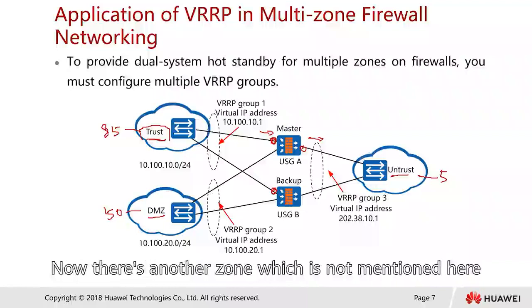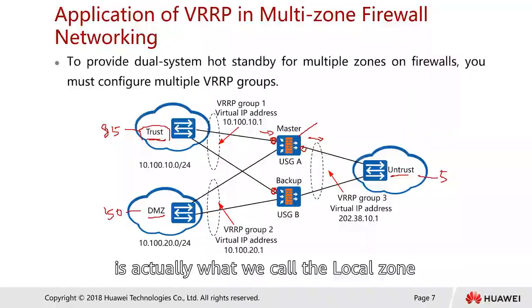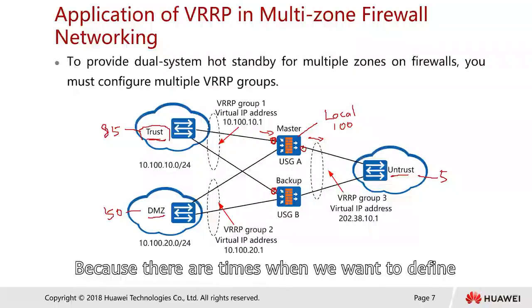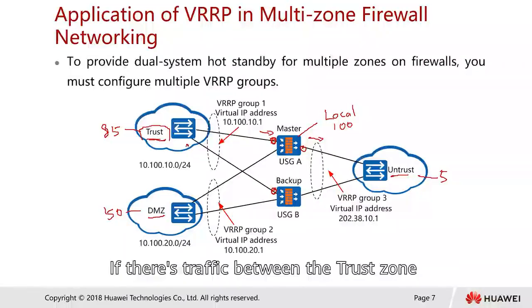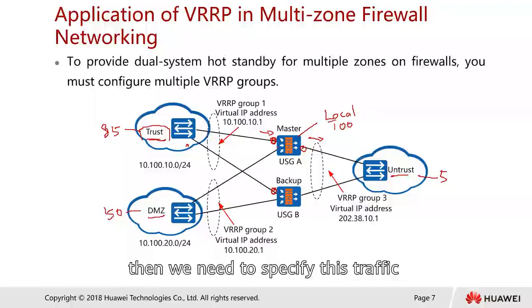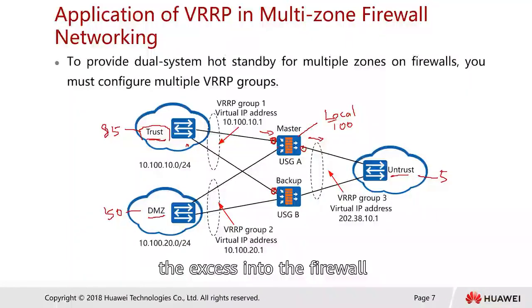Now, there's another zone which is not mentioned here. It's what we call the local zone. The local zone refers to the firewall itself, because there are times when we want to define traffic between the trust zone and the firewall itself, the local, and then we need to specify whether we permit or deny the access into the firewall. This is not through the firewall.